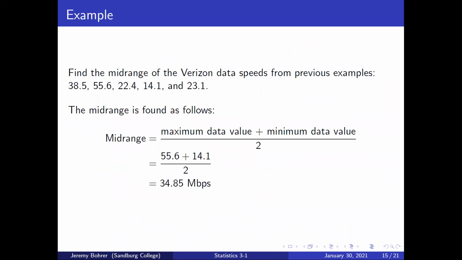Find the mid-range of the Verizon data speeds from previous examples: 38.5, 55.6, 22.4, 14.1, and 23.1. The mid-range is found as follows. The mid-range is equal to the maximum data value plus the minimum data value over 2, which in this case is 55.6 plus 14.1 divided by 2, which is 34.85 megabits per second.